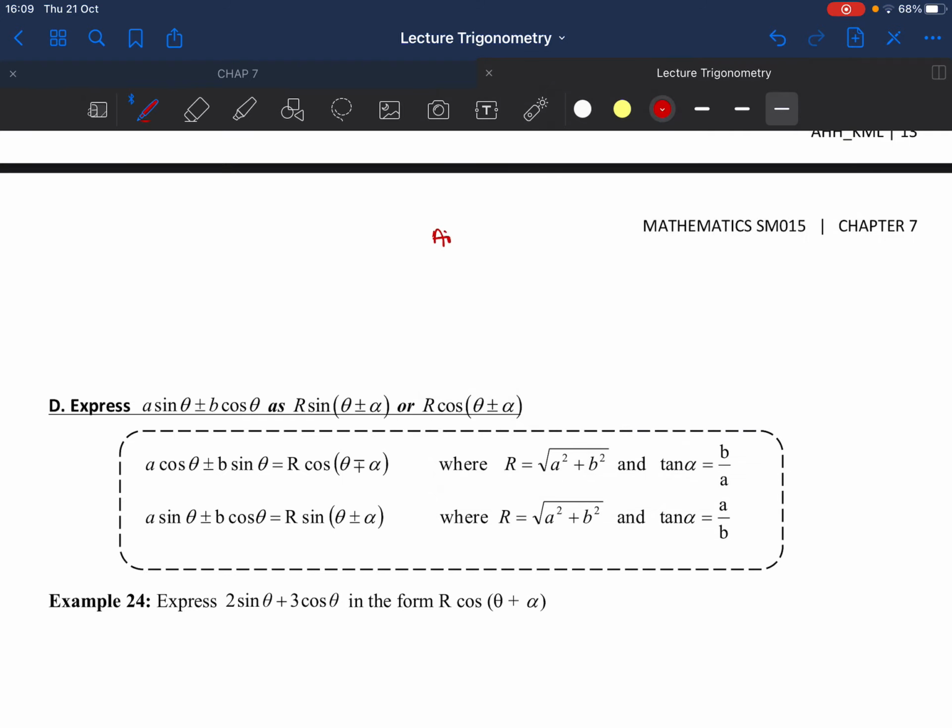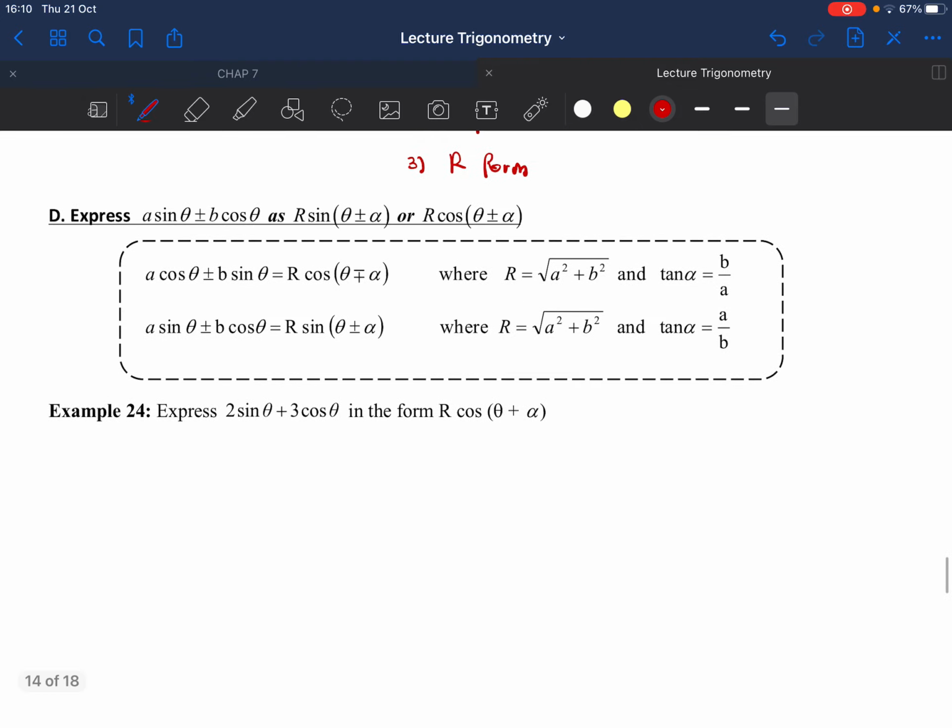Okay, so the first thing that you have to do, apa aim kita dekat sini? Bila soalan kata guna R form ni, soalan tak akan cakap guna R form lah. Biasanya dia akan kata express apa-apa in the form of R cos or R sin. So the aim here is first to find R. Kita kena cari R dulu. The second thing is we have to find our alpha, contohlah R cos theta minus alpha. And then the third thing is kita ada kita punya R form lah.